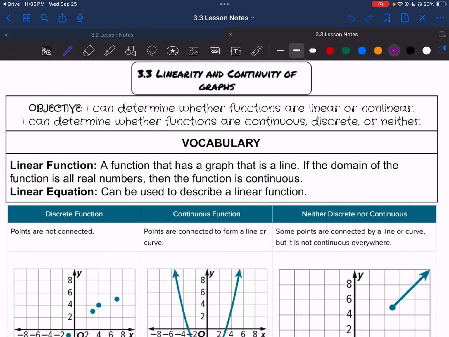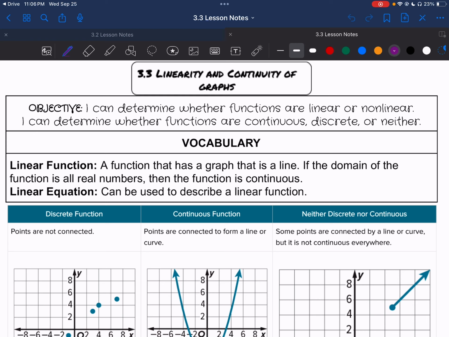Hello, and welcome to Lesson 3.3, Linearity and Continuity of Graphs. Our objective for today is that I can determine whether functions are linear or nonlinear, and I can determine whether functions are continuous, discrete, or neither.